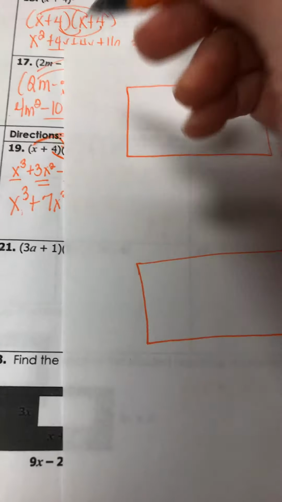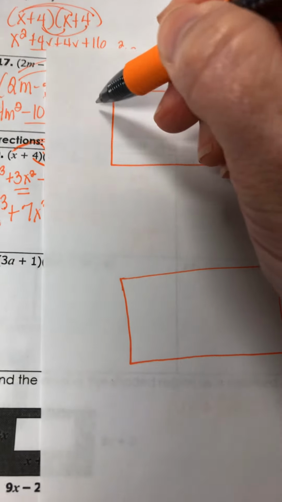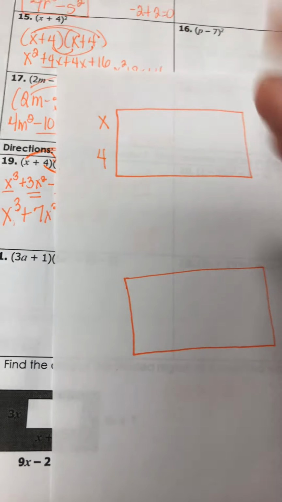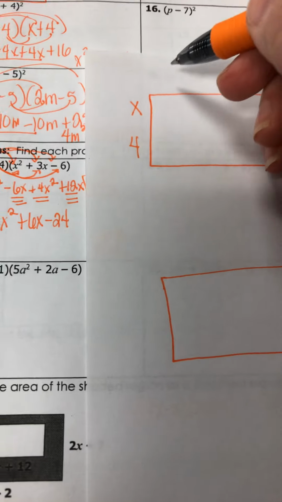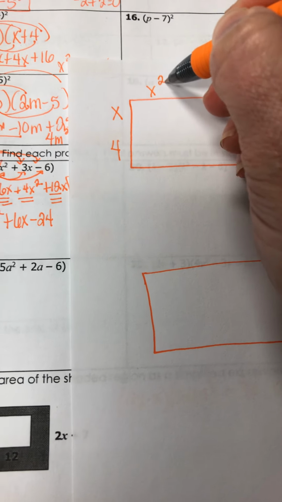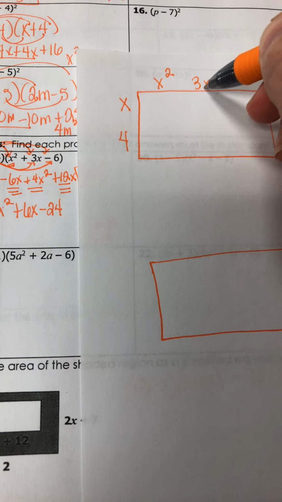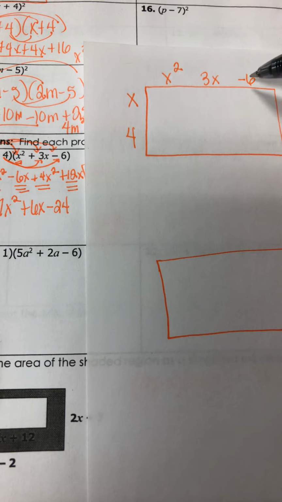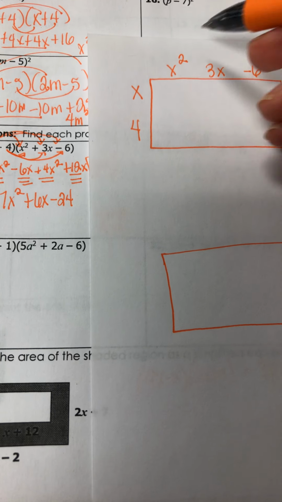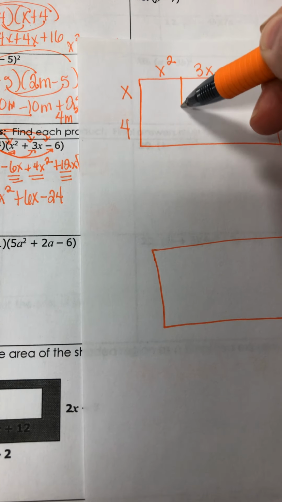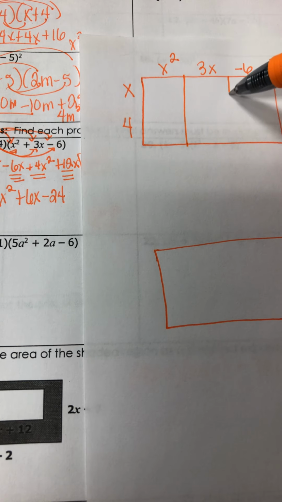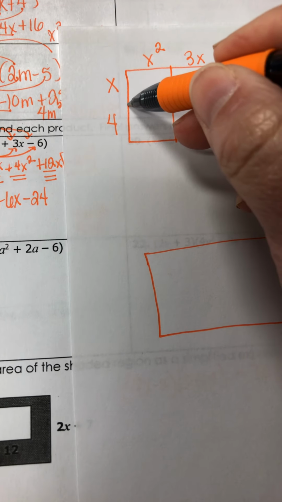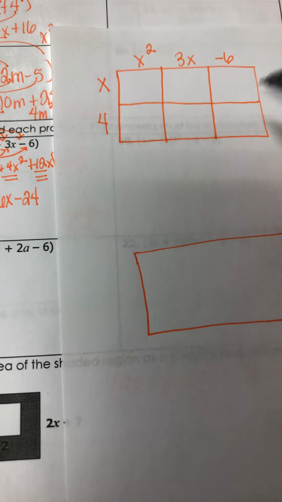What I want to do is take my x plus 4, and I'm going to take each term and write it on the side of my box, x and positive 4. Now my second one, I'm going to put it on the top. I'll put my x squared, my positive 3x, and my negative 6, okay? So I didn't put a sign if it was positive, but I did put the negative sign because it's kind of necessary. So in between x squared and 3x and minus 6, I'm going to put a line there. And in between x and 4, I'm going to draw a line across, okay?